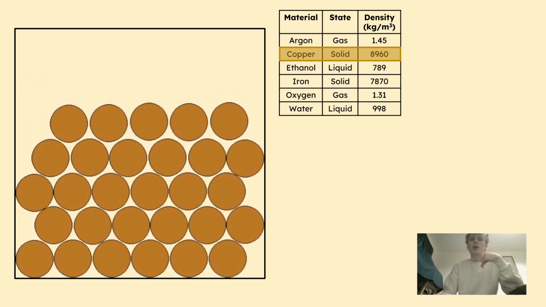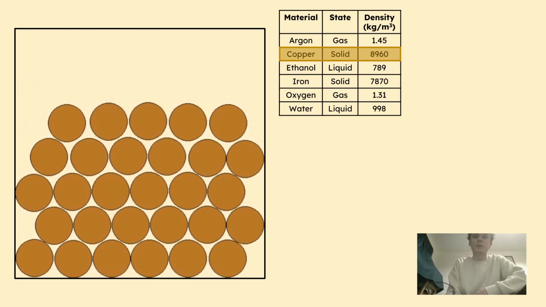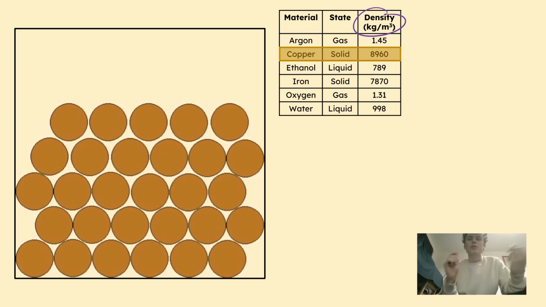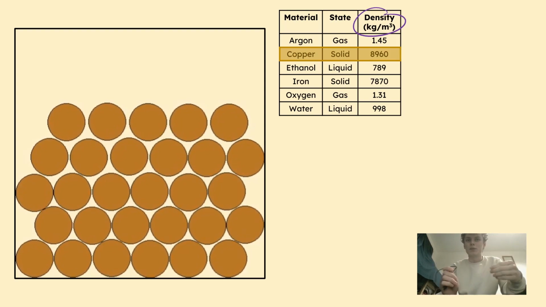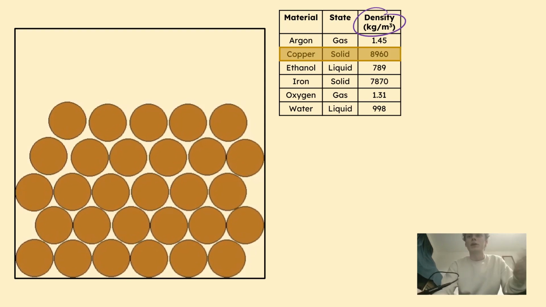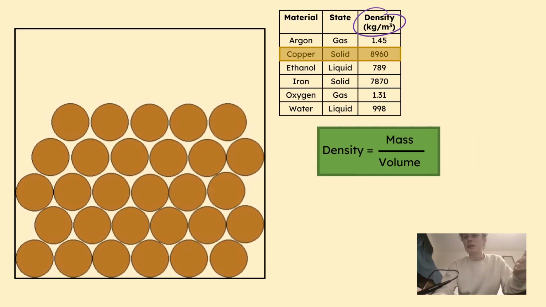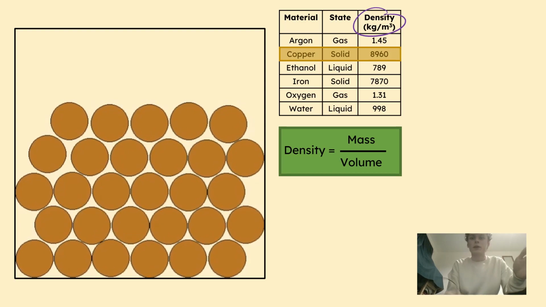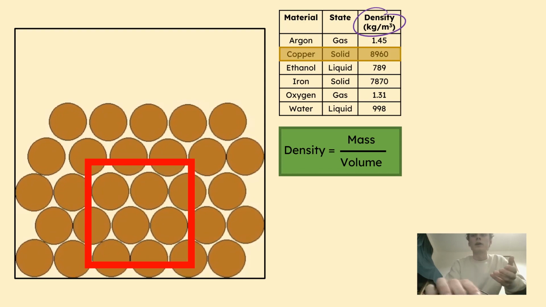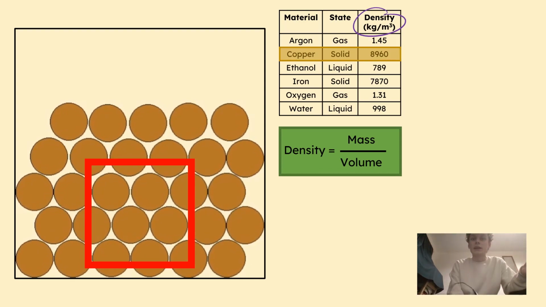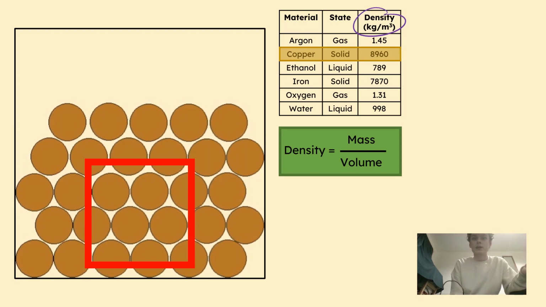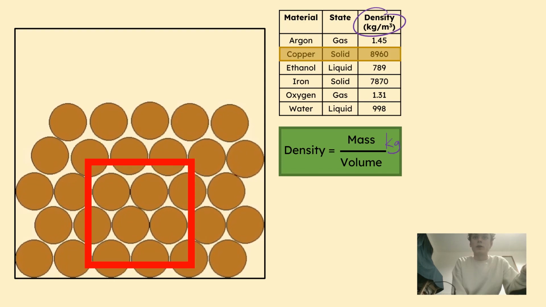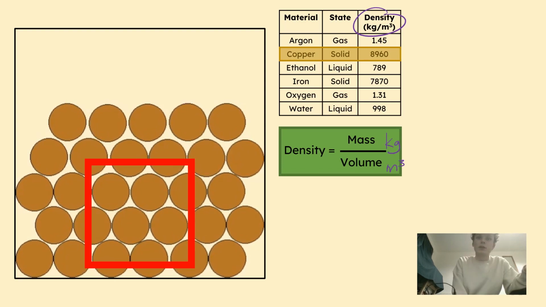But the question has this column, density. There's a property of all substances called density. And it's basically how much of it can you fit in a certain amount of space. But let's be exact, because we're not being good scientists if we're not being exact. So density is defined as the mass per unit volume of a substance. So if I pick a volume, let's say this square, and I check the mass of everything in it, then I can calculate the density. So what this table shows is how many kilograms of a substance you can fit in a meter cubed of space.